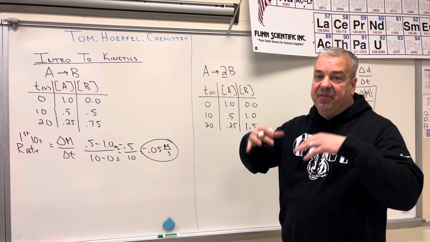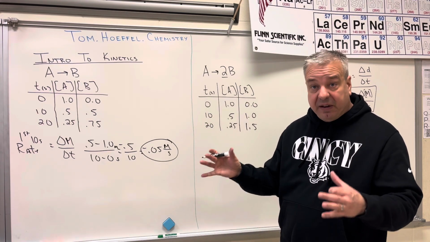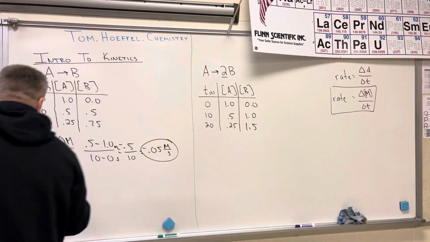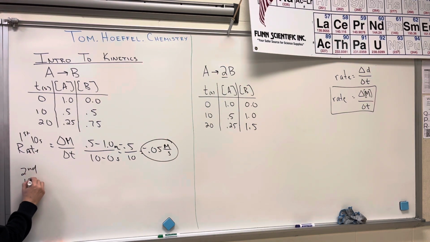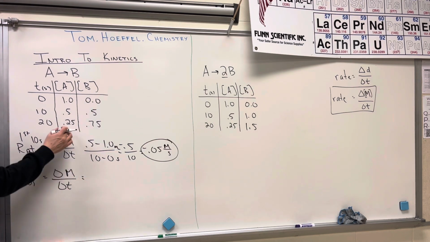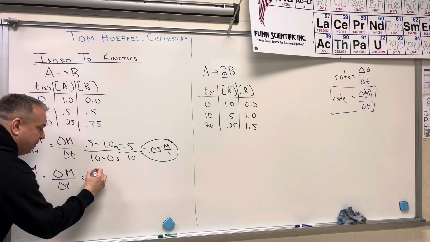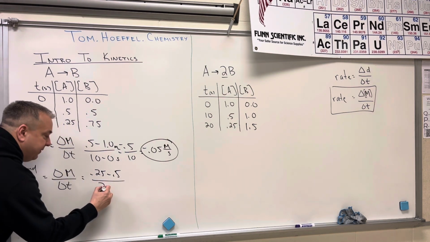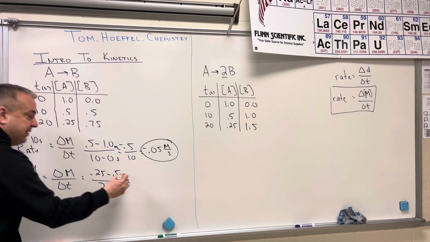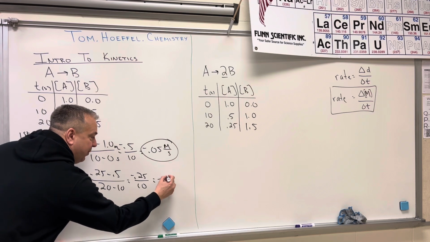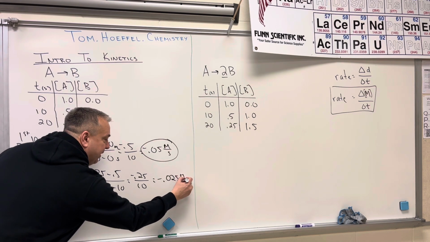Okay? Let's talk about the second 10 seconds, because I want you to see something that's taken place here that's really important when we're talking about kinetics, okay? If we're going to do the second 10 seconds, and we do the change in molarity over the change in time, well, the second 10 seconds is right here, so 0.25 minus 0.5 over 20 minus 10 is going to give us negative 0.25 over 10 seconds, which is a negative 0.025 molarity per second.